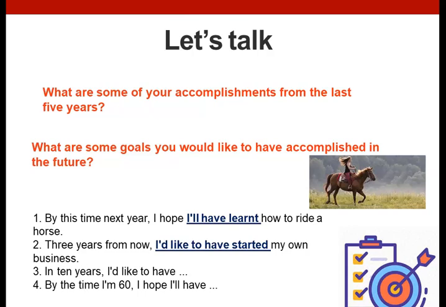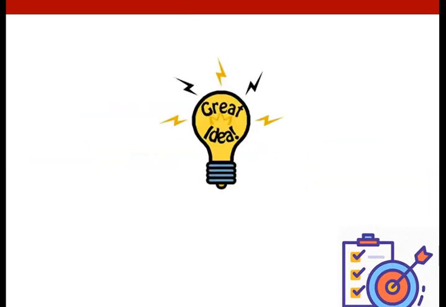3 years from now, I'd like to have started my own business. I use the expression would like to show that something is impossible now, but it is possible in future. I would like to have started, perfect infinitive, to have started my own business. What about your examples? I'm sure your results and your examples are really great.